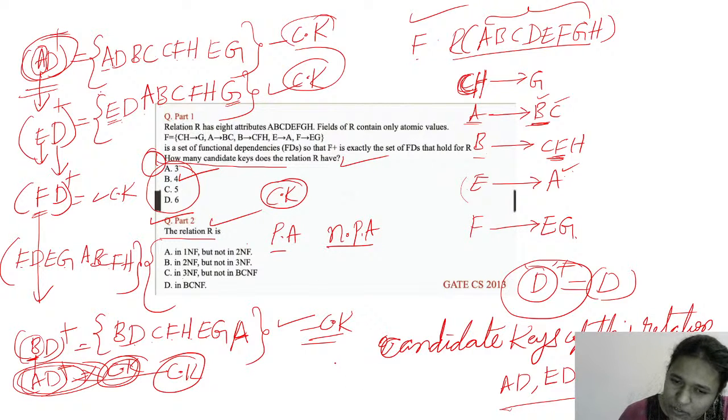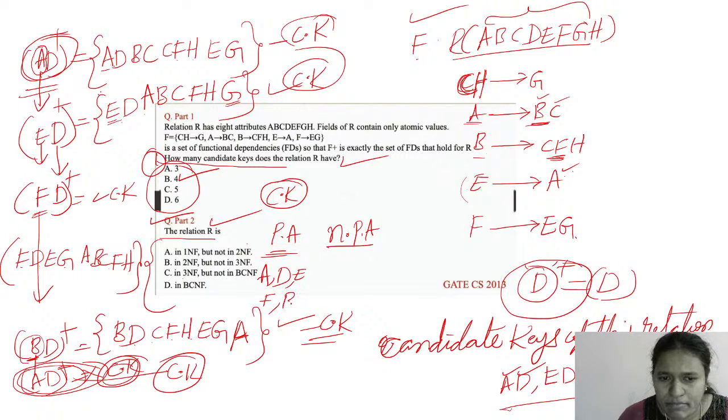Prime attribute means part of the candidate keys. What are the parts of candidate keys here? A, D, E, F, B. These are the prime attributes. What are non-prime attributes? Whichever are not part of candidate keys are called non-prime attributes.